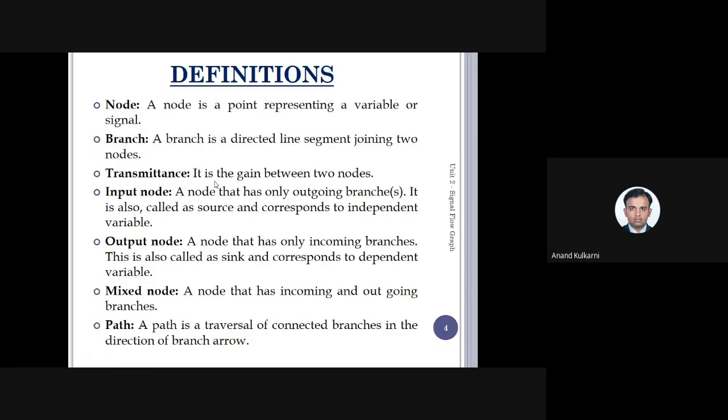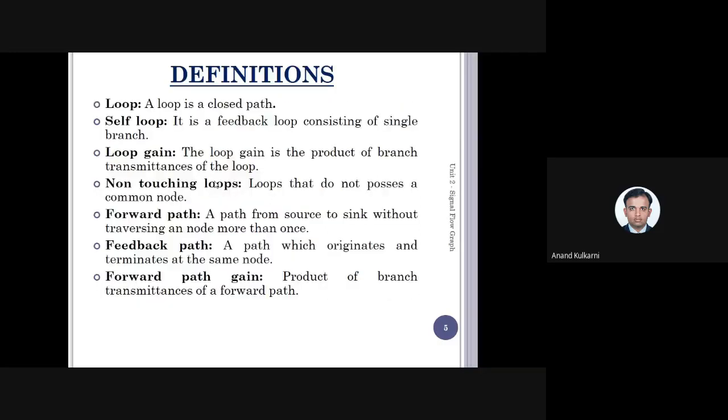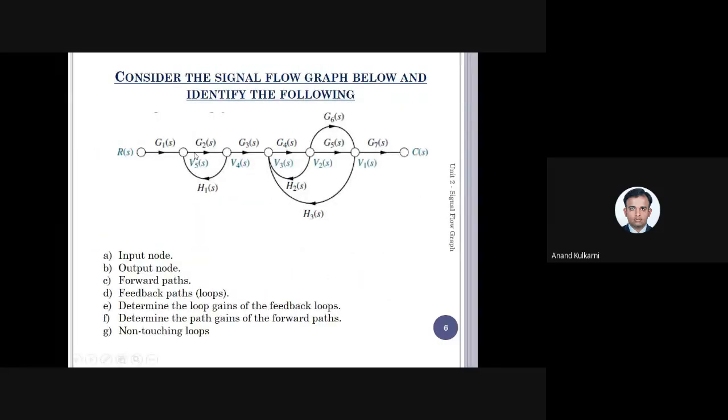Then what are mixed nodes? The nodes that have both incoming and outgoing branches are called mixed nodes. As in this case, this number 2, third, fourth, fifth, and sixth are called mixed nodes. So any signal flow graph will have a mixture of three types: input node, output node, and mixed nodes. It is a combination of all three. The input node, in between there will be mixed nodes, and at the periphery or at the last there will be the output node.